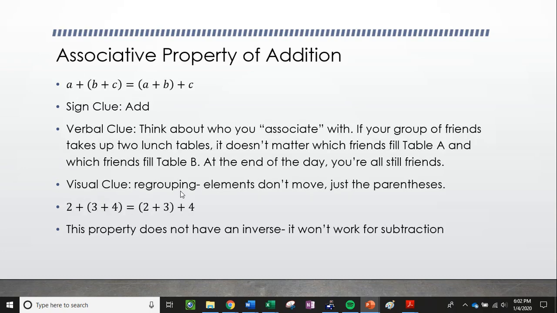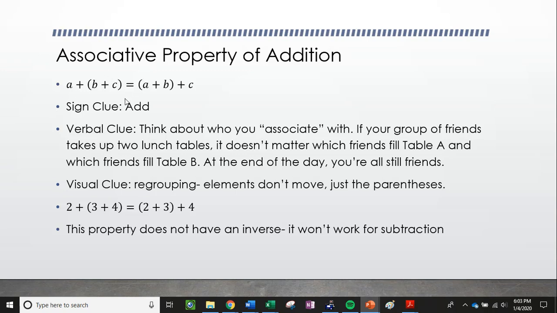Okay, associative property of addition. Again, your sign clue is adding. A plus the grouping B plus C is the same thing as the grouping A plus B plus C. I want you to think about the word associate when you are thinking about the associative property of addition. If your group of friends takes up 2 lunch tables, it doesn't matter which friends fill table A and which friends fill table B. At the end of the day, you're all still the same group of friends.